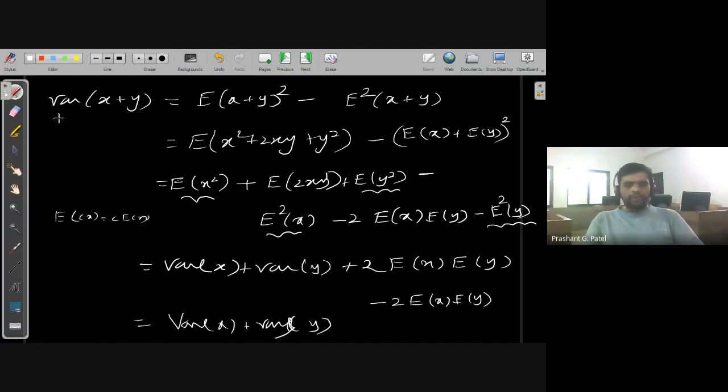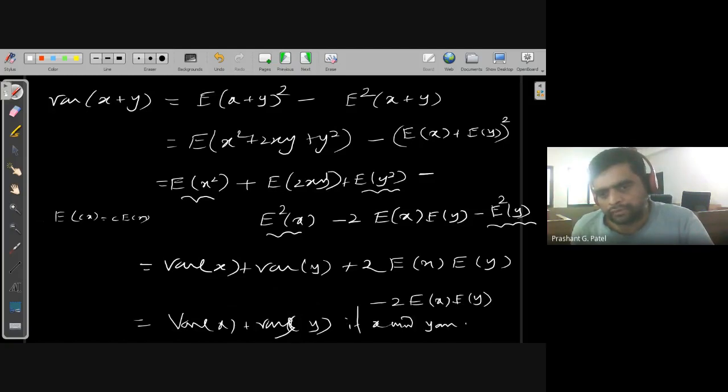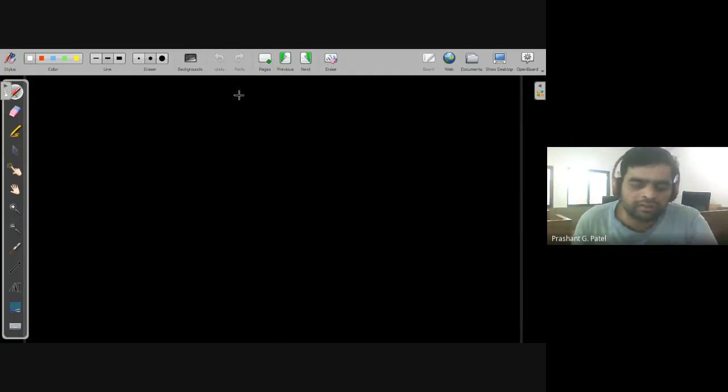So what we have proved here is that variance of X plus Y is equal to variance of X plus variance of Y. All these things we have discussed hold if X and Y are independent variables. Otherwise, it will not be possible. Now, let us try to prove what we have talked about, that is, the law of large numbers.